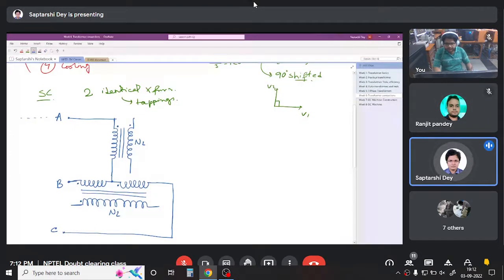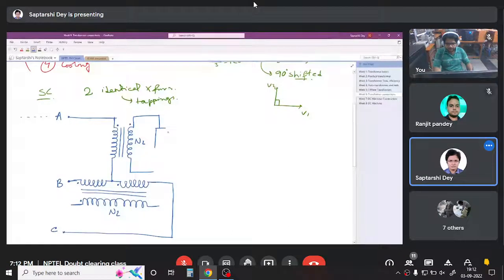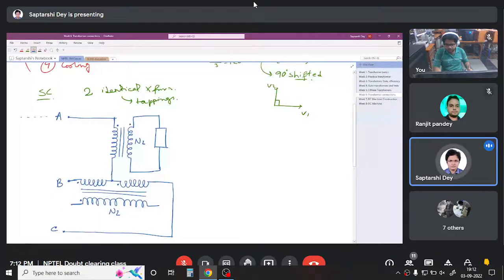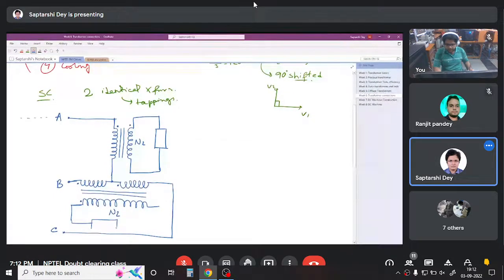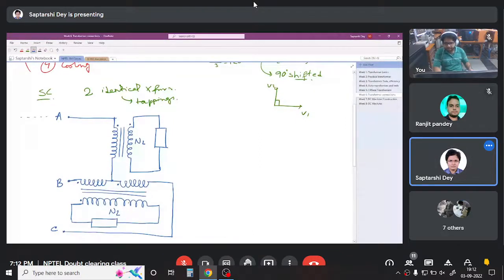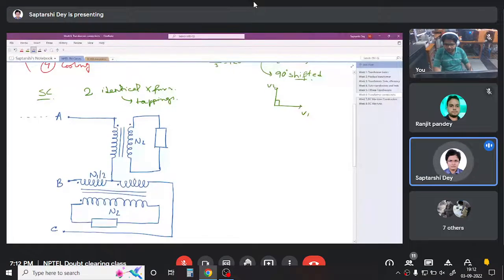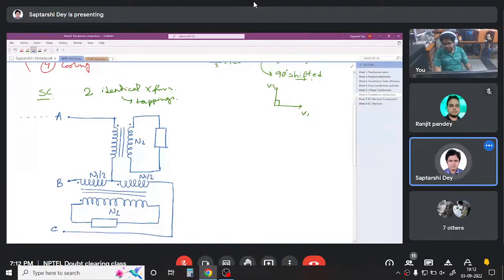So here in this secondary, we have two loads connected. So it is a two-phase system, as is understandable, there are two loads connected. Let us say this is N1 by 2, N1 by 2, as I told you that they are center tapped, N1 by 2, N1 by 2, right?